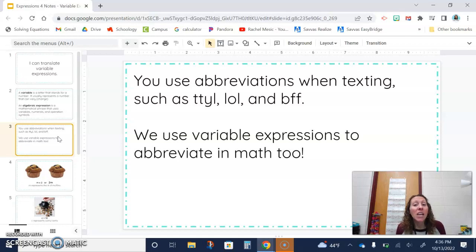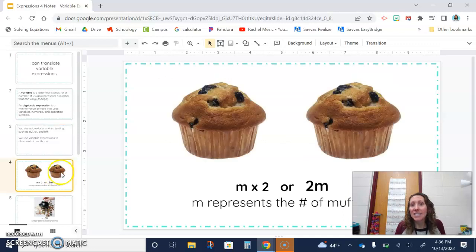LOL, BFF. And we also use abbreviations in math. So here's an example. M would be used to represent muffins. We don't want to write out the whole entire word, so M would be the variable that we use. So the number of muffins that we have could change based on what day it is.